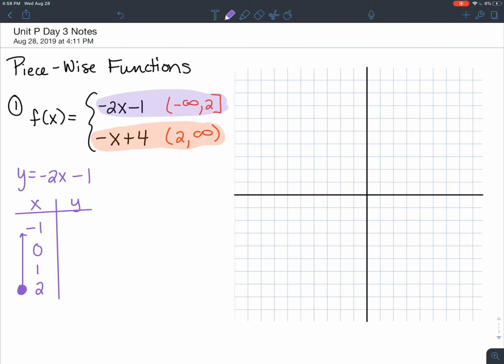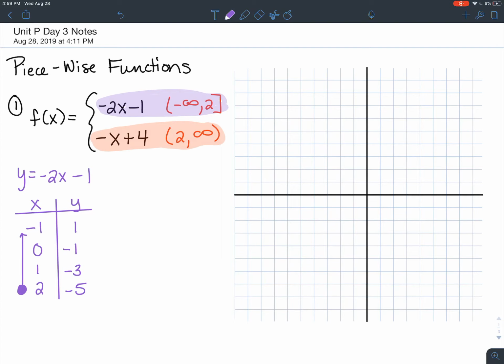I need to get the y values. How do you get the y values? You plug them into your equation. So I'm going to plug in negative 1. Negative 2 times negative 1 is 2. 2 minus 1 is 1. Then I plug in 0, I get negative 1. I plug in 1, I get negative 3. I plug in 2, I get negative 5. Now I'm going to graph this guy.